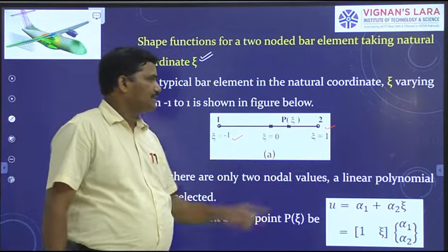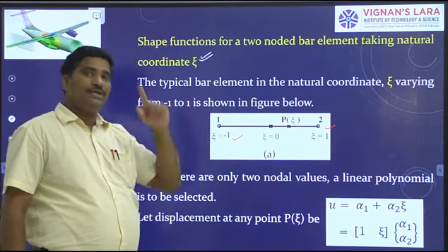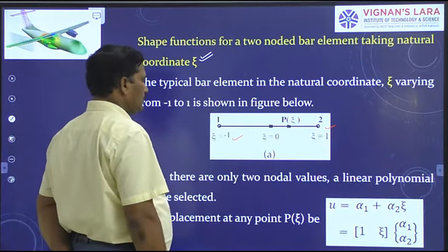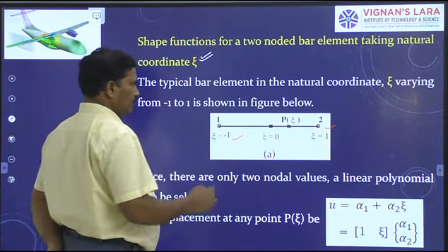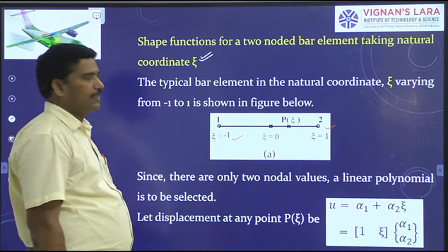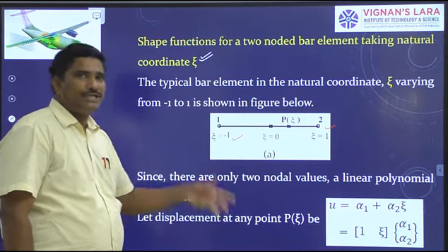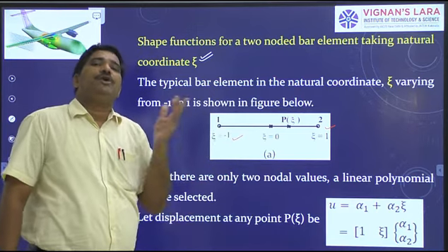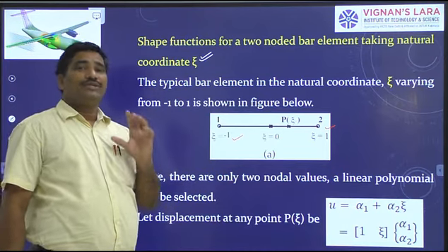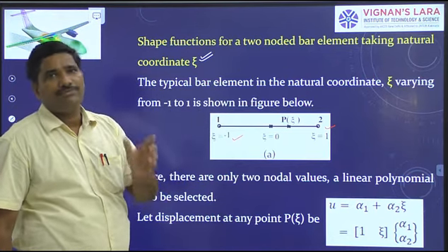The length of this element is covered as ξ varies from -1 to +1. That is what we learned in one of the classes. Right? So now, here, this is the first node, this is the second. Okay. So how do you choose the displacement function? We choose the displacement function as the polynomial containing the coordinate ξ with the number of constants equal to the number of degrees of freedom of the element.